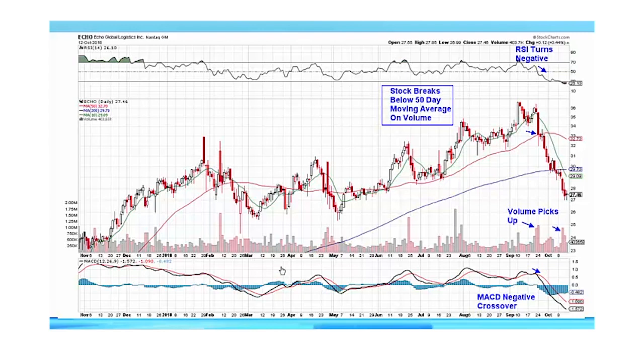Your MACD is now below zero, so that's below that net neutral. It is negative. Your RSI is continuing to trend in a negative fashion.